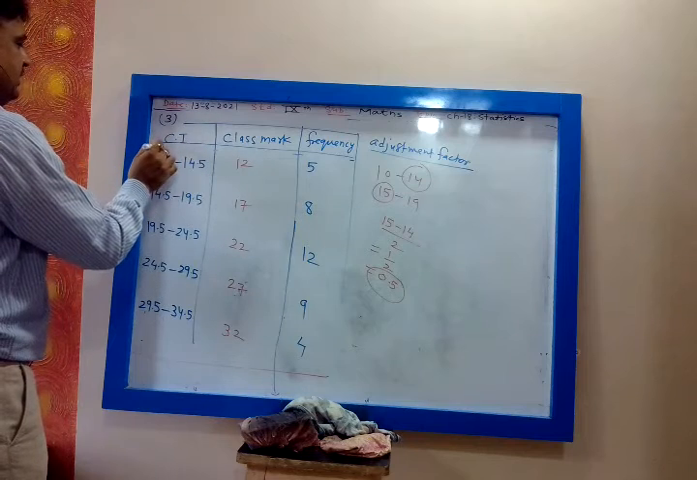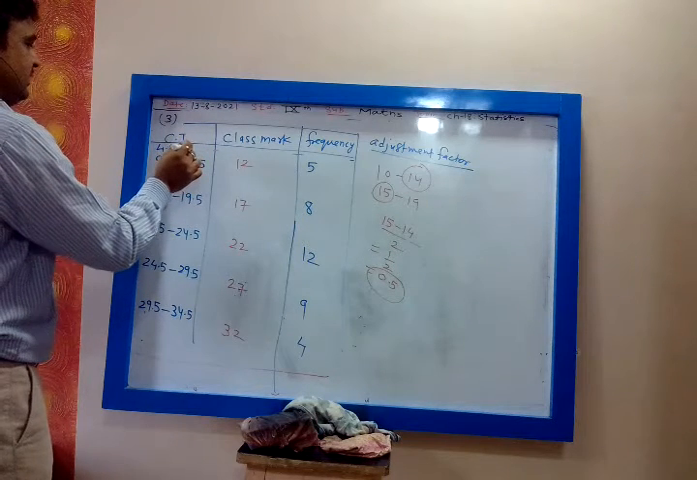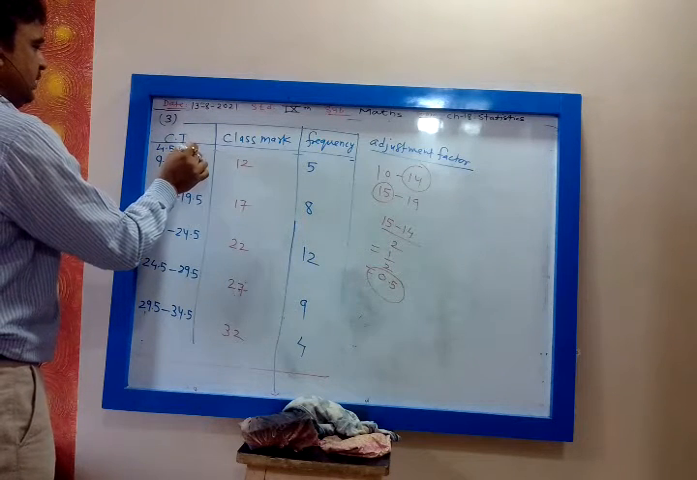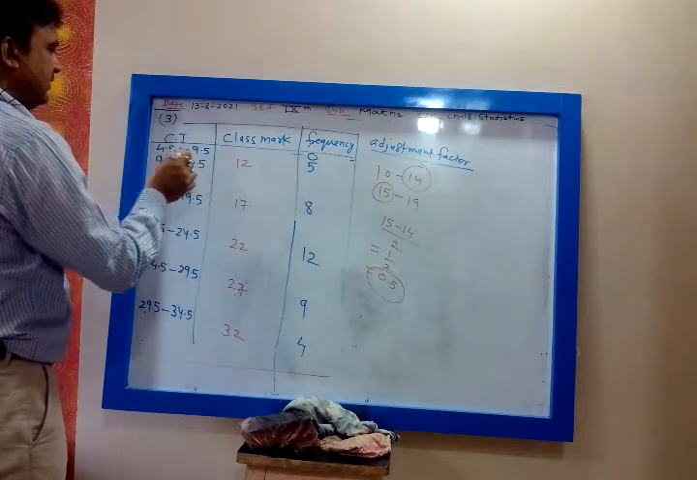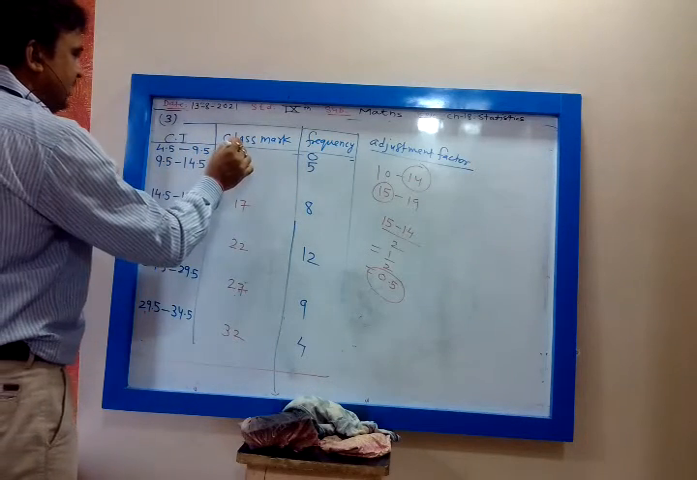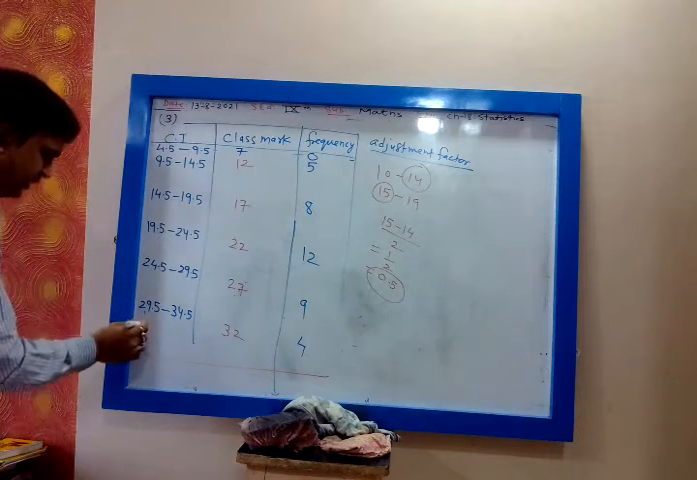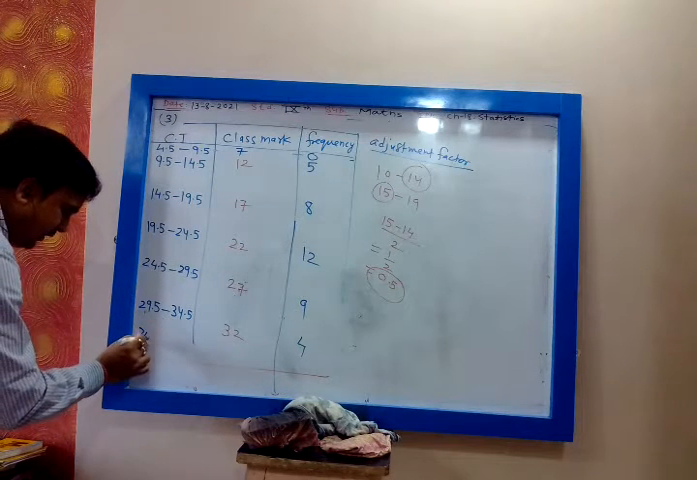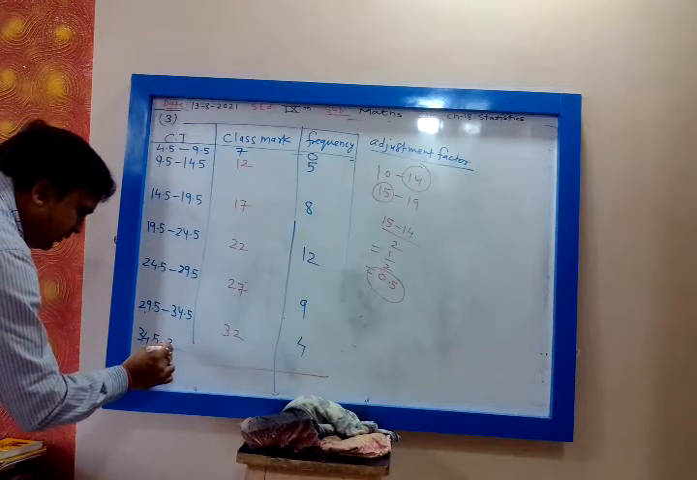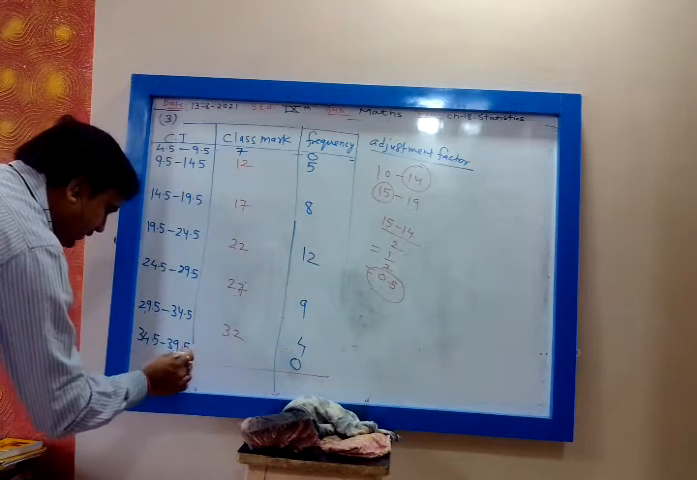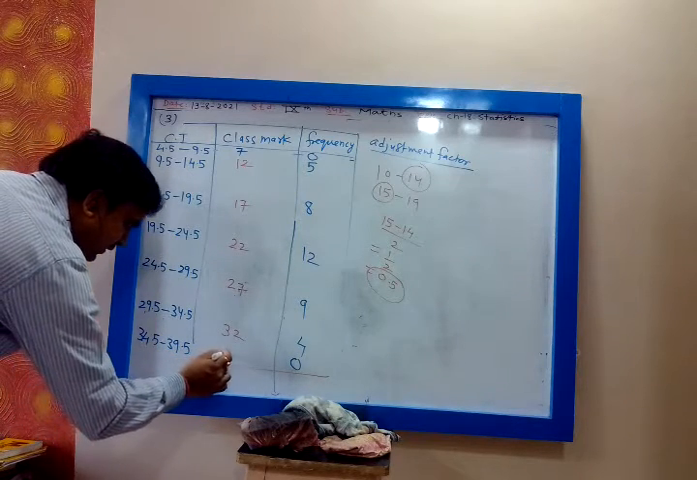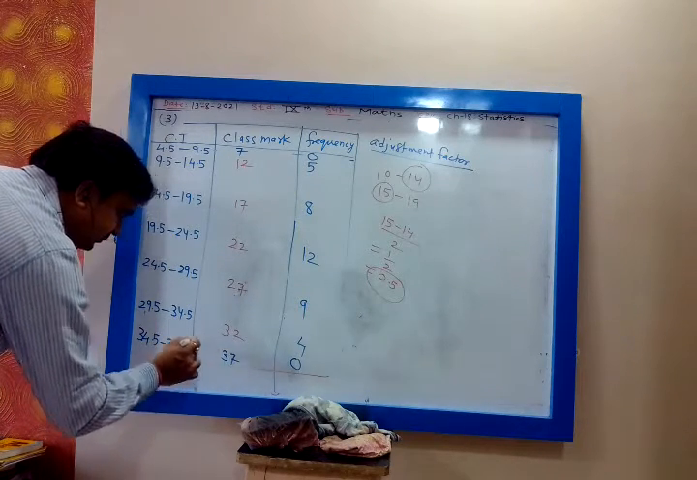4.5 to 9.5. Yes, difference of 5. 4.5 to 9.5, frequency 0. Class mark will be 7. Then you take one more, 34.5 to 39.5, frequency 0, and this will be 37.